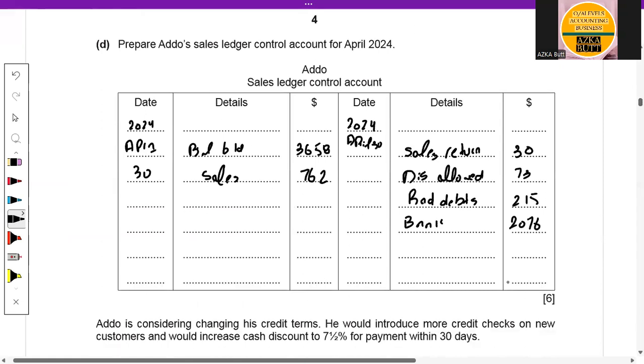Now we have to calculate it. It will give you the answer 4420. So this is the shorter side. So the balance c/d is 2026, and we have to write it here, the balance c/d, which is 2026.